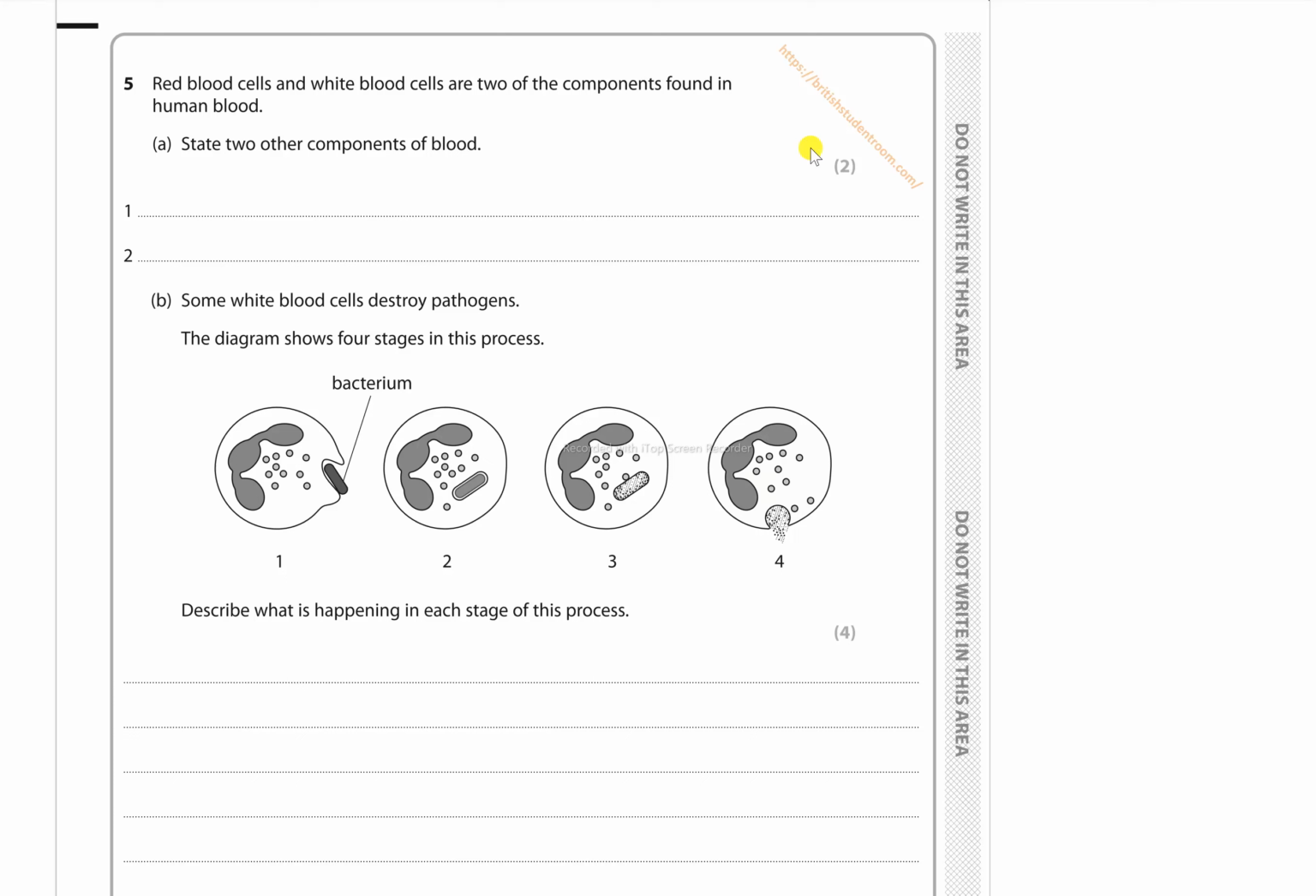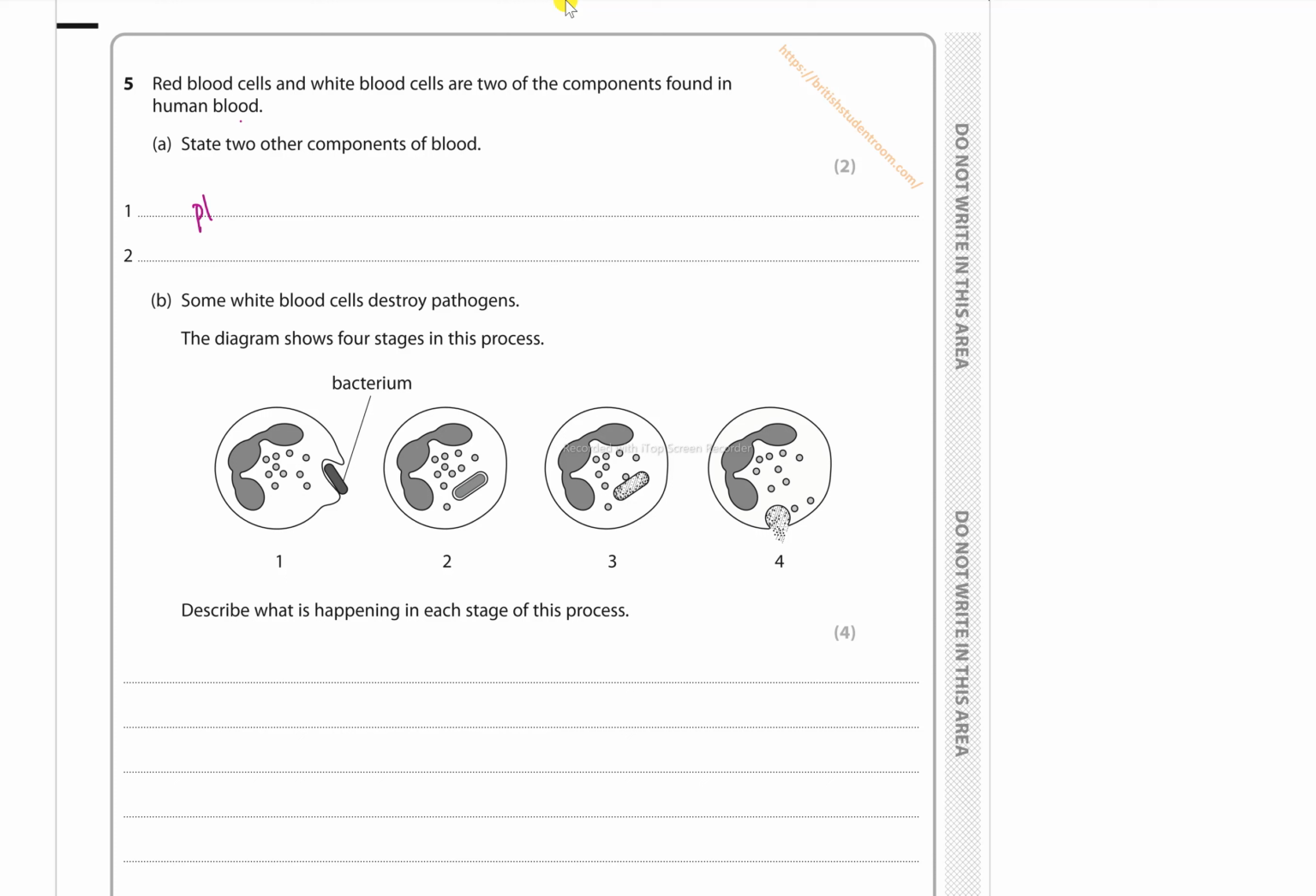Okay, we're carrying on with that paper, question 5. It's the June 23 paper 1B for biology. We're looking at question 5. Red and white blood cells are two components of human blood. What are the two components?